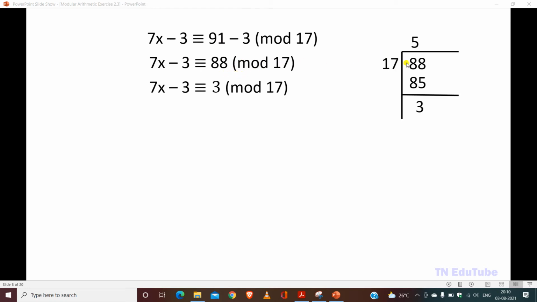Now you have to divide 88 by 17, 5 times. It is 85, remainder 3. When you are using modulus, you have to write the remainder only, isn't it? So when 88 is more than 17, you have to divide it and find the remainder. So we know that 7x minus 3 is congruent to 3. The required number is 3. That is the answer for this second question.